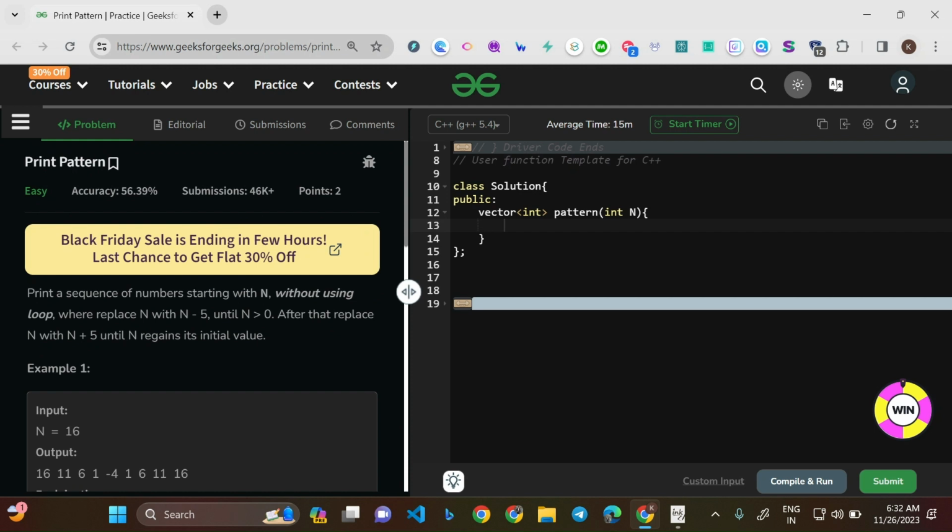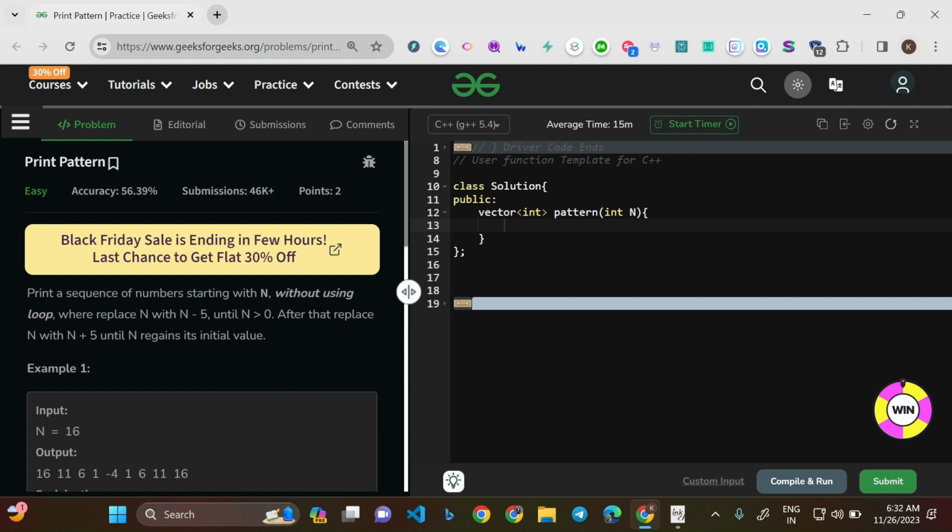Print a sequence of numbers starting with n without using a loop. So this is the reason we are using recursion, isn't it? Because using a loop is not allowed here. So where we replace n with n minus y until n is greater than 0. After that, replace n with n plus y until n regains its initial value.